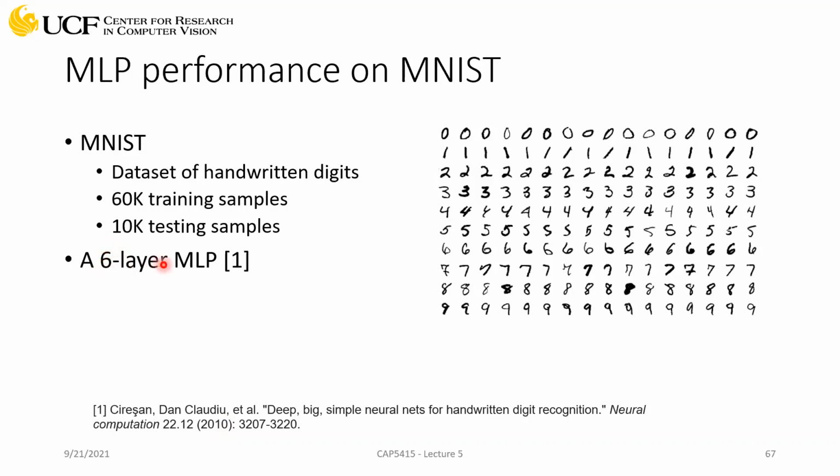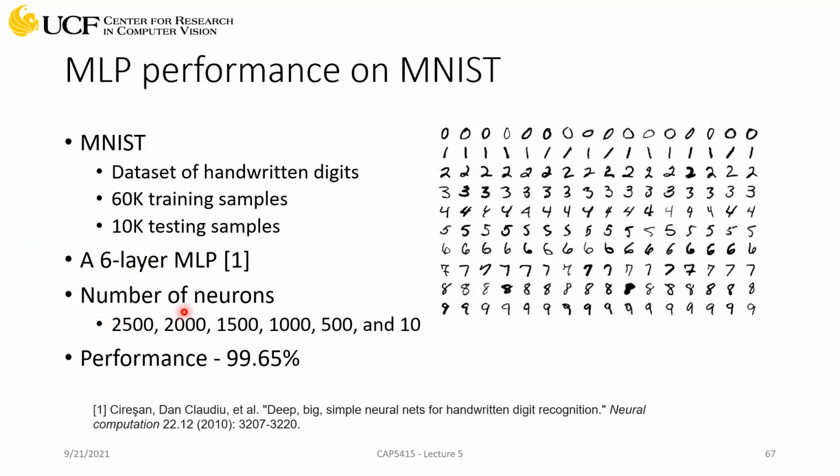They developed a 6-layer multi-layer perceptron, right? The number of neurons in each layer is specified here, starting from 2500, then 2000, 1500, 1000, and finally 10. So 10 is one for each digit class. You have 10 different digits, that's why it was a 10-way classifier. The performance of such a network is 99.65%, which means that, since you have 10,000 testing samples, only 35 of the images were misclassified out of these 10,000. So this is pretty good.